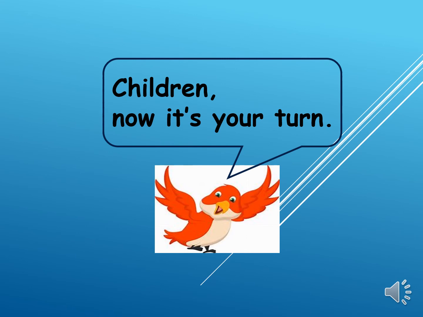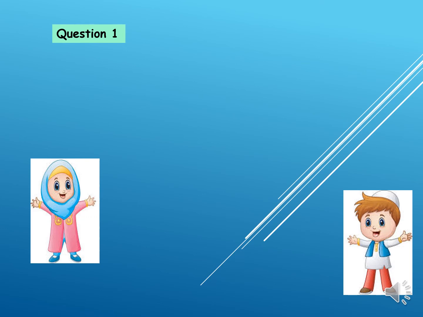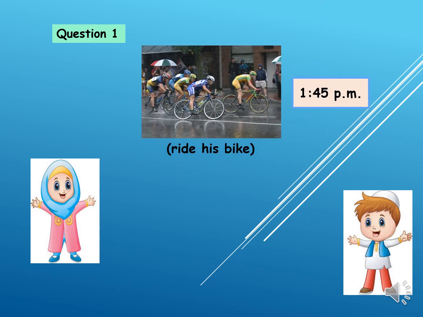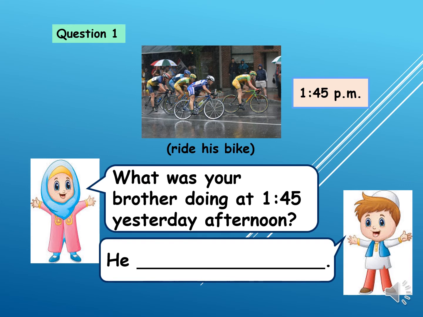Now, here is your turn to practice. Are you ready, smart kids? Let's check it. Question number 1. Time 1:45 p.m. The action, ride his bike. Let's see the question. "What was your brother doing at 1:35 yesterday afternoon?" Do you know the answer? Yes. Let's check. He was riding his bike.